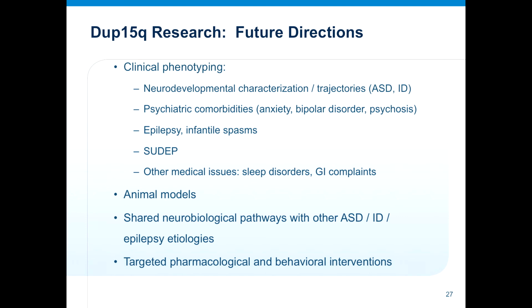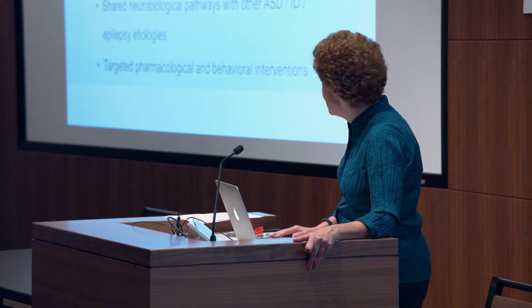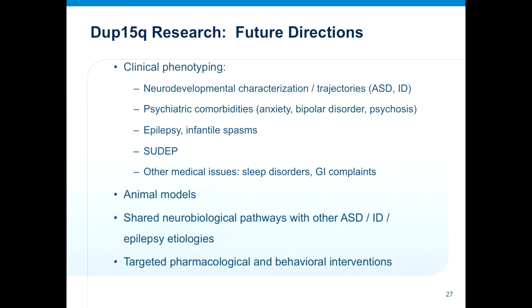Also other medical issues. You'll hear over the next few days about animal models. This is really important. These are the first steps in really understanding pathophysiology and moving toward targeted treatments. And what are the shared neurobiological pathways with other etiologies of autism, ID, and epilepsy? And this is really important.